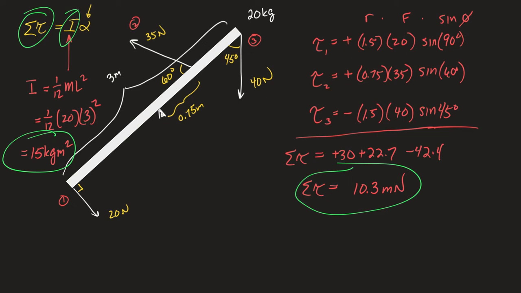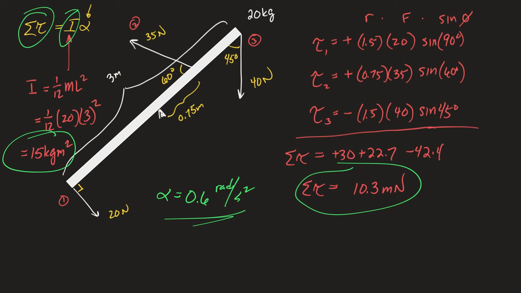It's going to be 10 divided by 15, so I'm thinking it's about 0.3, maybe a little bit more than that. Oh, 0.6, you're right, 10 divided by 15. So alpha should be about 0.6 radians per second squared. Maybe 0.7. The angle doesn't change too much.